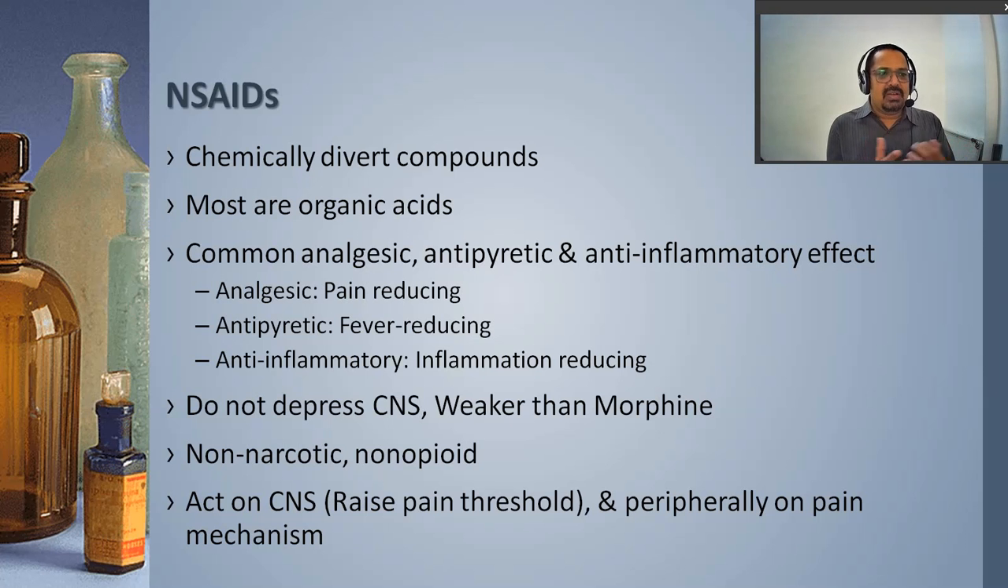Commonly they share a pharmacological property, that is analgesic, antipyretic, and anti-inflammatory effect. Analgesic means reducing the pain, antipyretic means reducing the fever, and anti-inflammatory means reducing the inflammatory process. Generally they do not depress the CNS. Although they act on CNS-oriented pathways, they are not depressing the CNS, and they are weaker than morphine in reducing pain or inflammation. They are non-narcotic and non-opiates. So these are the principal features of the non-steroidal anti-inflammatory agents.